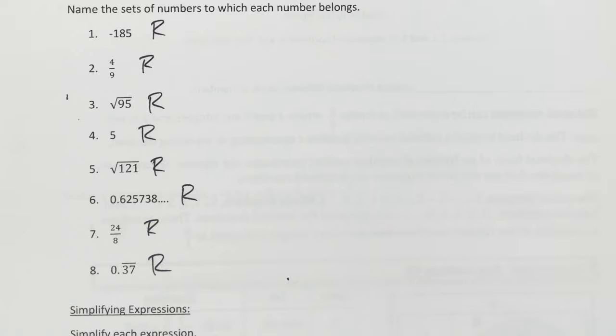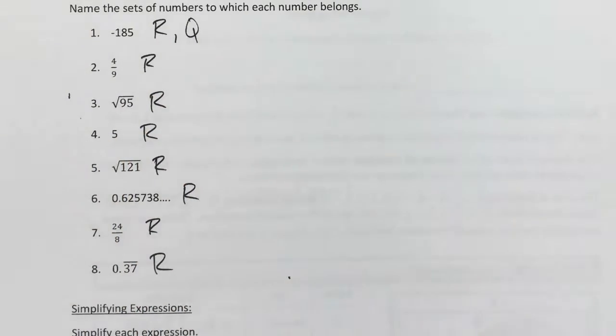So let's look at number 1, negative 185. Is that a cool number? Like, can I deal with that? Is that okay? Yeah, right? So what would I classify him as? Real, rational, or irrational? Rational. So what am I going to put next to the R? So number 1 is a rational number. He's Q. All right, what about number 2?